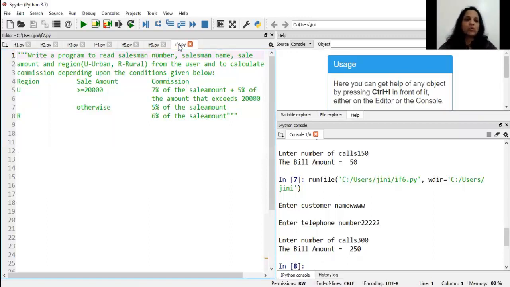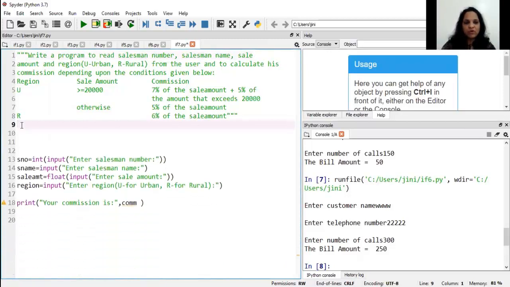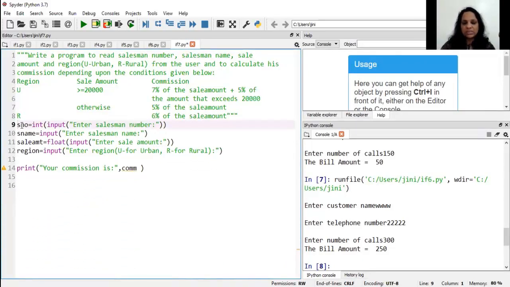Now look at this program. It says, write a program to read the salesman number, salesman name, sale amount, and region. Regions are 2, either U for urban or R for rural, from the user, and to calculate his commission. So you're supposed to be calculating the commission of a salesman. Okay, so basic lines, I'm just pulling it up from here. I've read the salesman number, the salesman name, the sale amount, and the region.